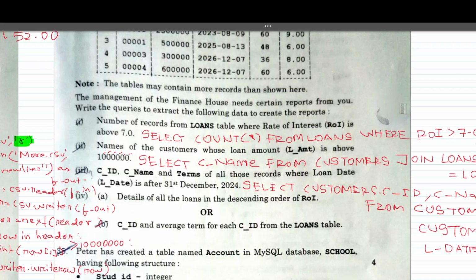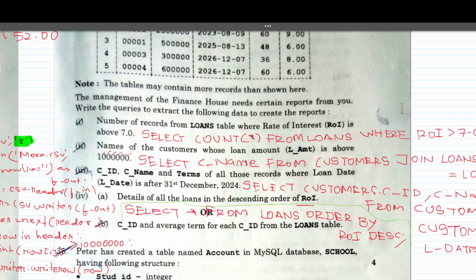So again it says, or okay, 4a, details of all loans in descending order of ROI. That is very easy, that can be written very easily. So let me write here only. It will be select, start from loans, and the order needs to be in descending order. So when you are writing order by ROI, you just need to write DESC. That's all, everything. So this was the answer for this. Don't be confused because there is so much written over here.